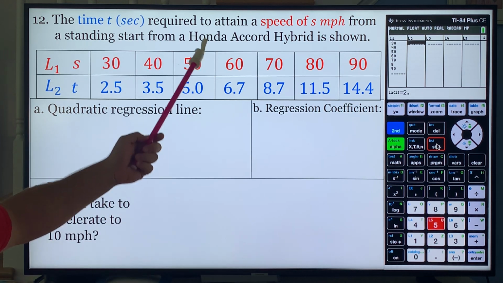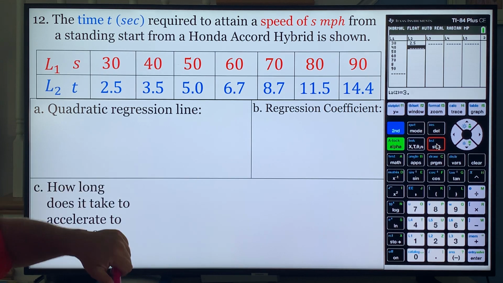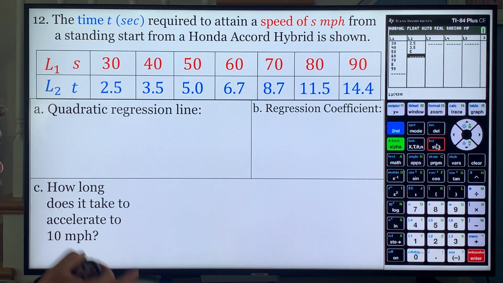All right, first of all, who wants to drive a Honda? You got to drive a Ford. That's the way to go. Besides that fact, though, we'll check this out.